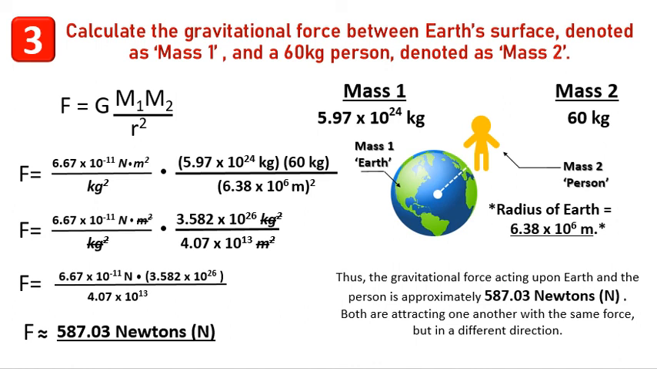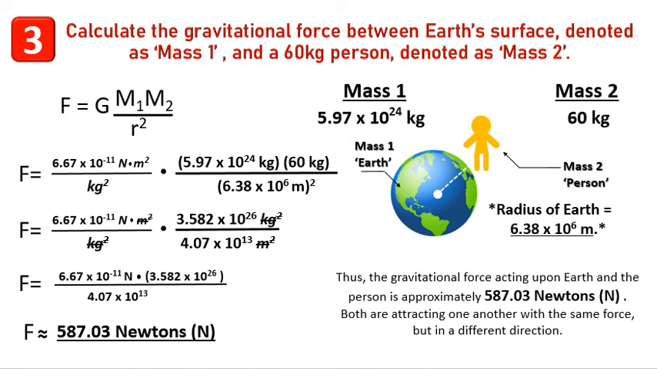To simplify this, we would multiply 5.97 times 10 to the 24 kilograms by 60 kilograms to get 3.582 times 10 to the 26 kilograms squared, and 6.38 times 10 to the 6 meters times itself when we square it to get 4.07 times 10 to the 13 meters squared. Notice that once again the kilogram squared and the meter squared cancel out as they're both in the numerator and denominator of this problem. With that said, we're just left with the newton, or N, which is the unit we want once again, as it's the unit that gravitational force is measured in.